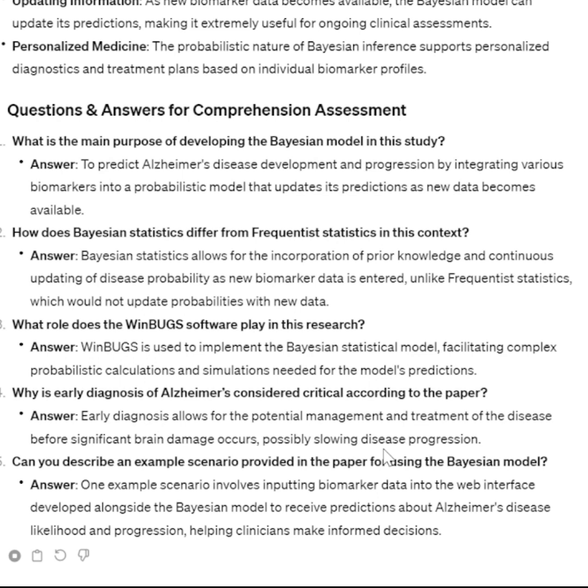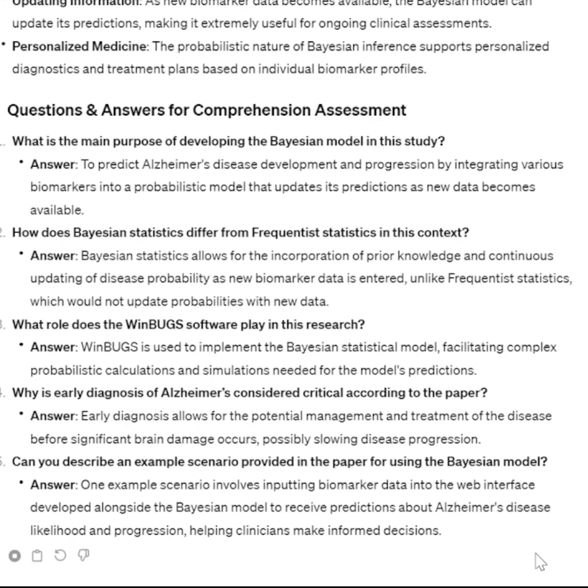Handling incomplete data: it provides a robust framework for making inferences from incomplete data sets, which is common in medical research. Updating information: as new biomarker data becomes available, the Bayesian model can update its predictions, making it extremely useful for ongoing clinical assessments. Personalized medicine: the probabilistic nature of Bayesian inference supports personalized diagnostics and treatment plans based on individual biomarker profiles.